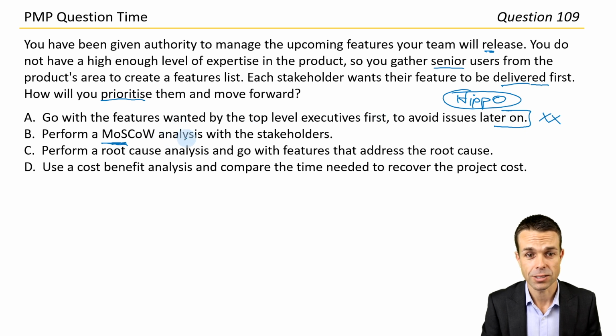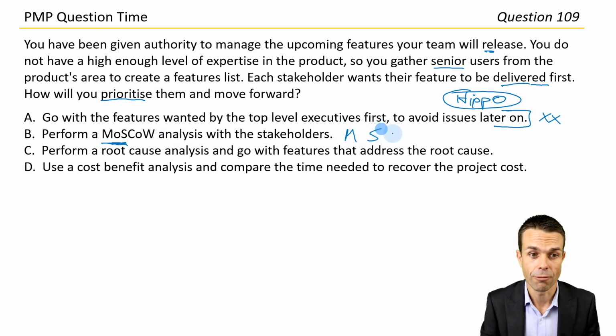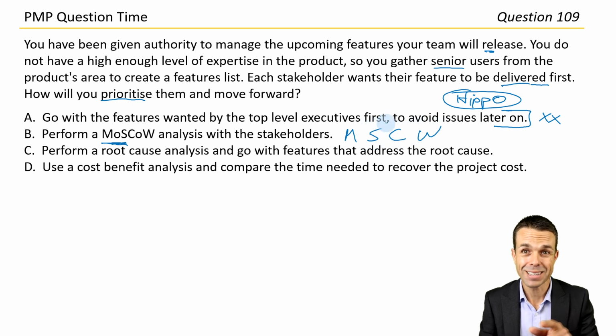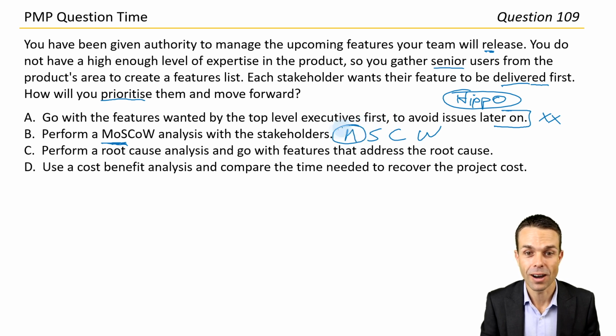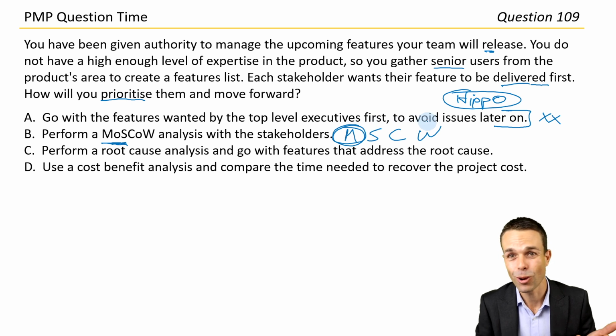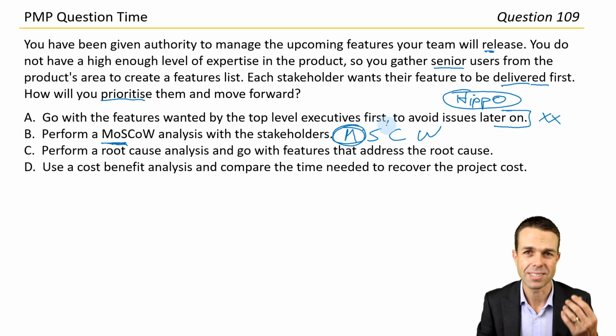Perform Moscow analysis with the stakeholders. That's certainly a way to prioritize. You have must have, should have, could have, and won't have, or will not have for now, something similar. But the thing is with this, and you'll see this all the time as well, is everyone just votes for their item to be must have. So, it sort of works, but not really. So Moscow, everyone just says, well, mine is a must have. Okay, we need to delve a little deeper here and get a bit more information.